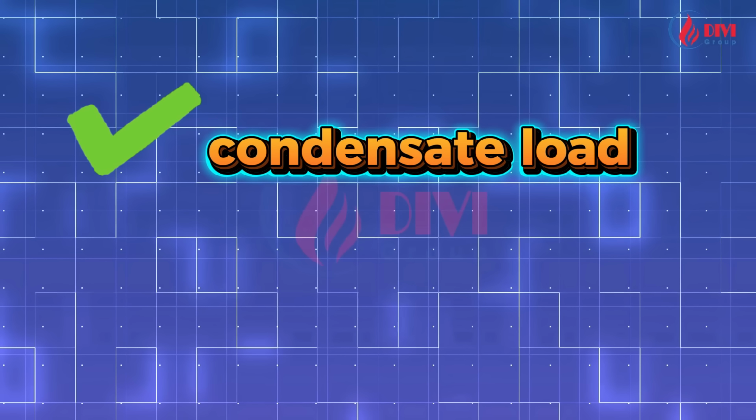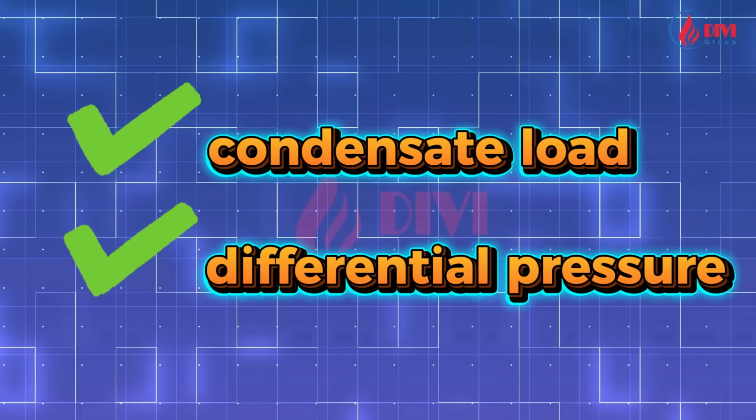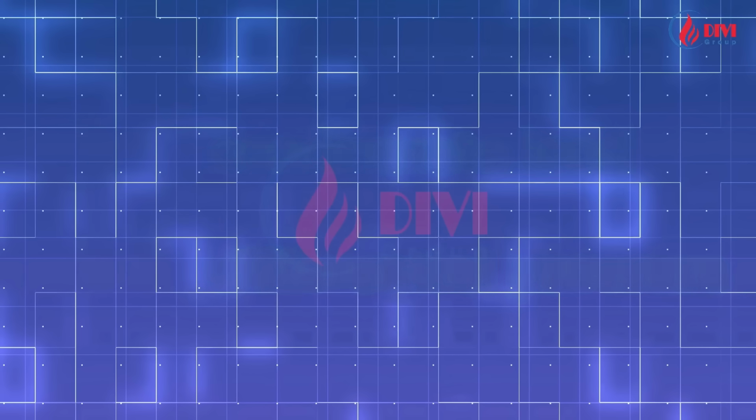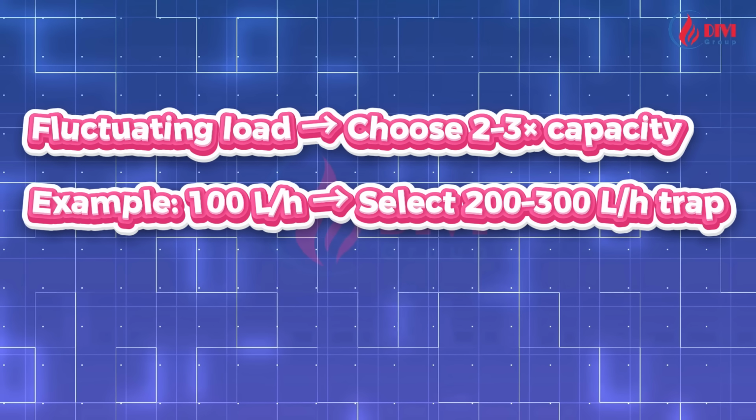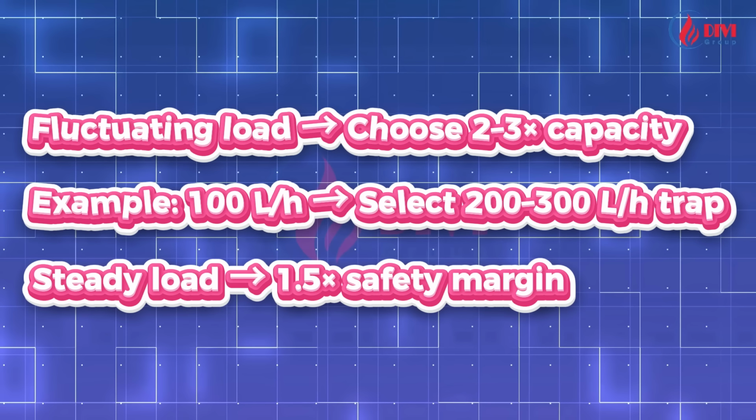After determining the correct trap type, focus on 2 critical parameters: the condensate load and the differential pressure, delta P, across the trap. For fluctuating loads, select a trap with 2 to 3 times the required capacity. For example, if the condensate load is 100 liters per hour, select 200 to 300 liters per hour capacity. For steady loads, a 1.5 times safety margin is enough. The third factor, delta P, has a major impact on trap performance.